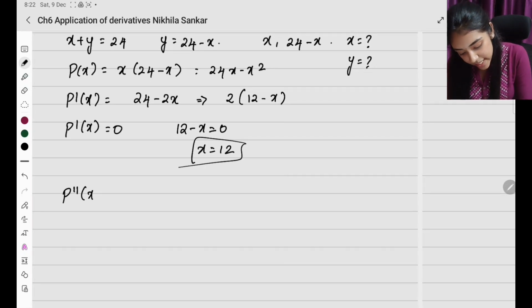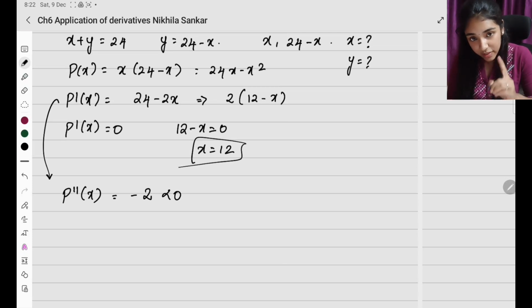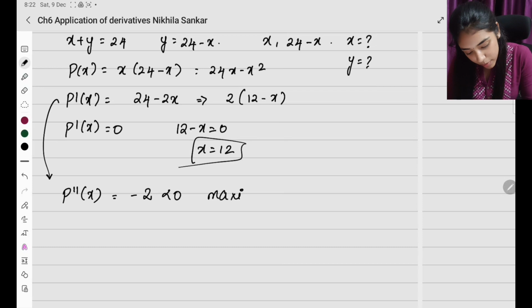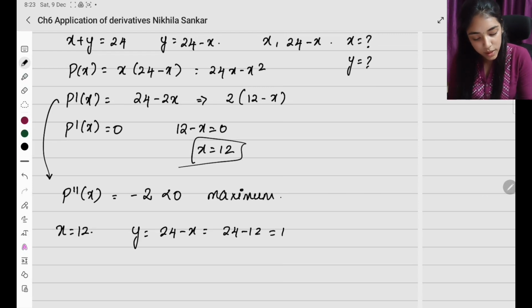I have to find my second derivative. இங்கே இந்த second derivative கண்டுபிடிச்சா it is going to be minus 2 less than 0. If the second derivative is less than 0, then we are talking about the maximum value. Now critical point enna? X equals 12. So I found out the value of x. Now y equals 24 minus x, which is going to be 24 minus 12, which is 12.